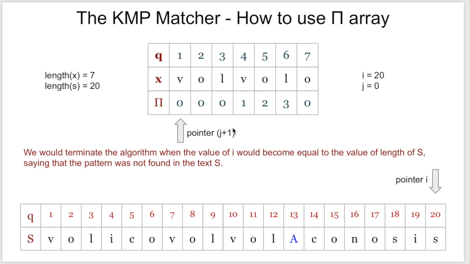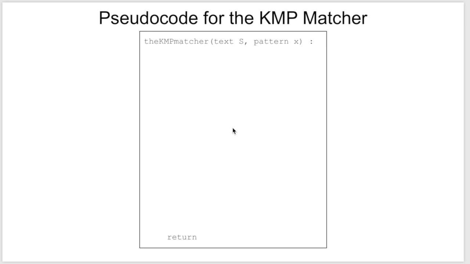Hence my i would have reached 20, which is essentially the length of the string. This indicates that the pattern does not exist in the string. So these are our ending cases. Now let us look at the pseudocode of the KMP matcher.